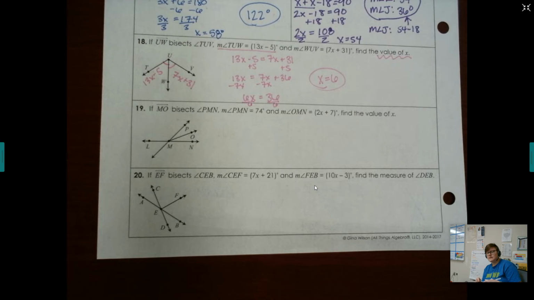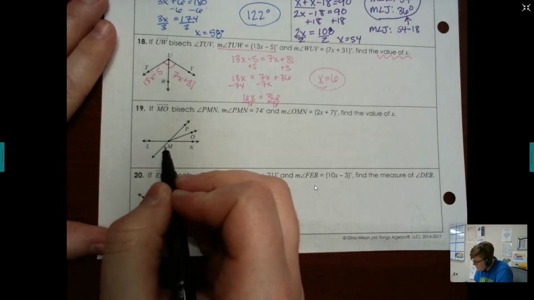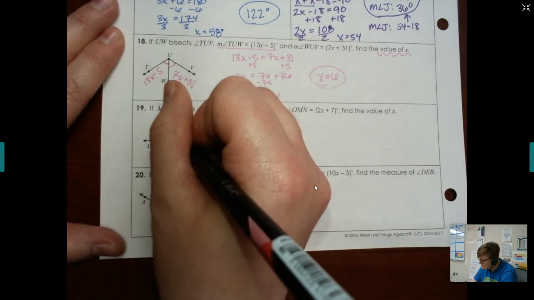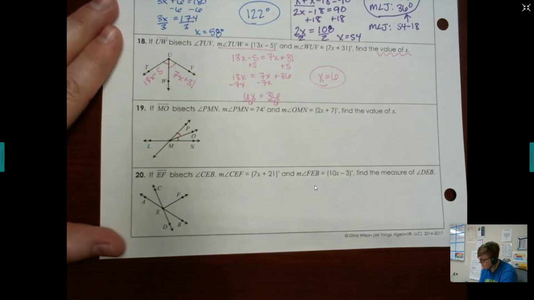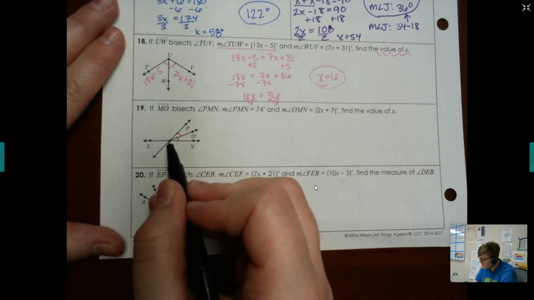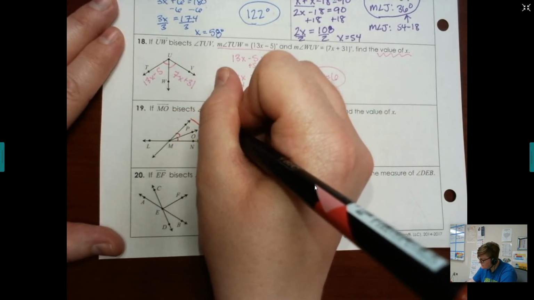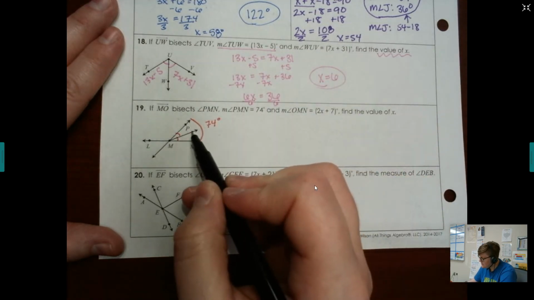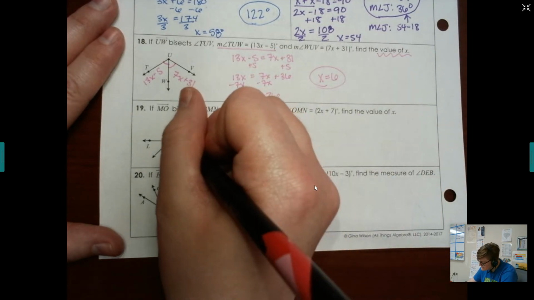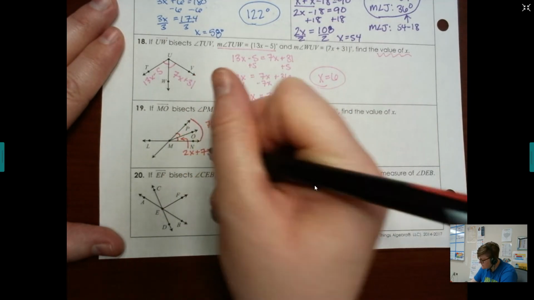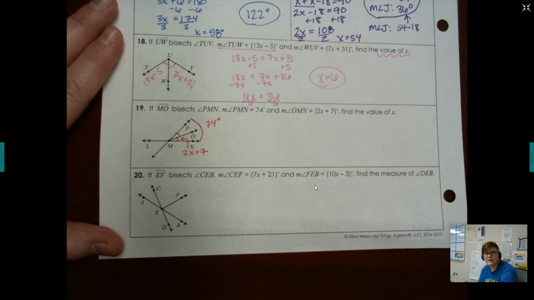For number 19, if ray MO bisects angle PMN, okay, so this guy and this guy are congruent. PMN is 74, so that's all of this. And OMN, so that's this guy, is 2x plus 7. We want to find the value of x.